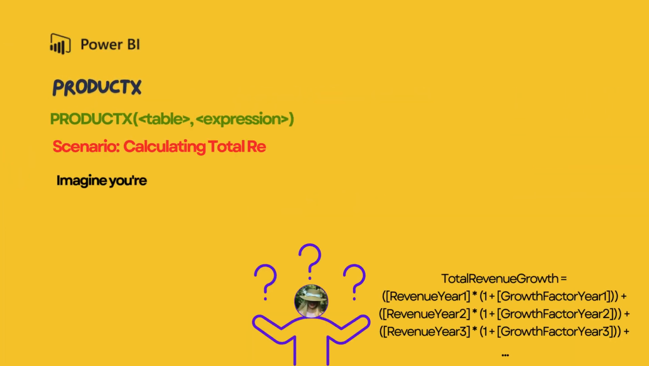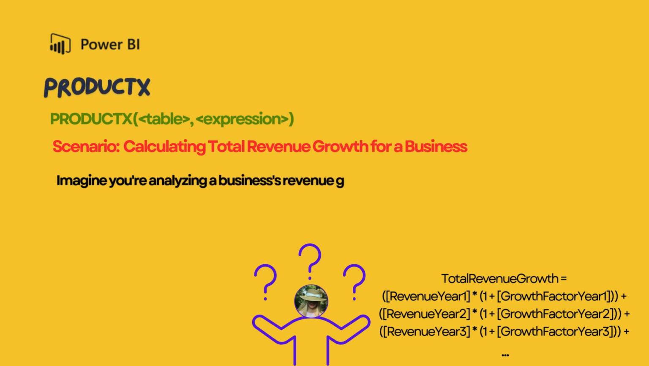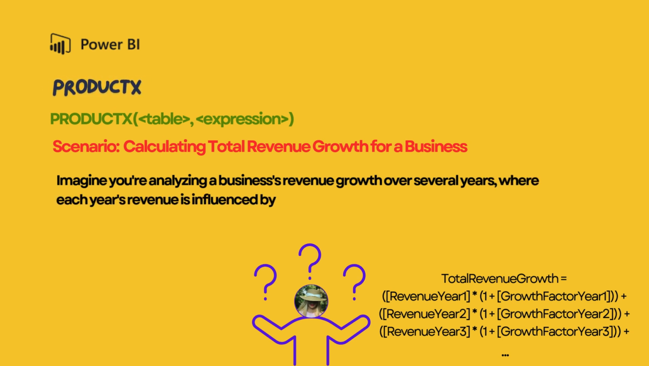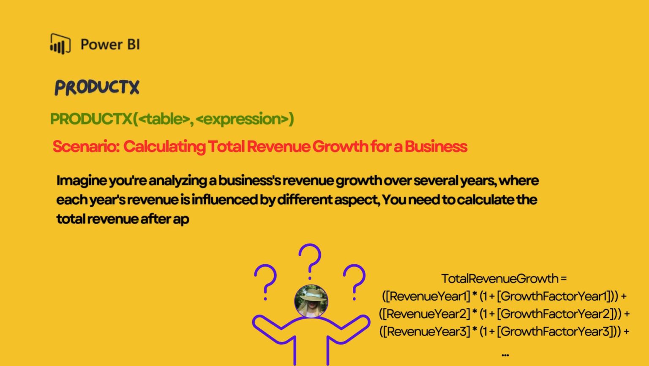We would like to analyze business revenue growth for several years. Each year's revenue is influenced by different growth factors such as market expansion, increased sales, and promotional campaigns. We need to calculate total revenue after applying various growth factors for each year. What can we do? Shall we go?